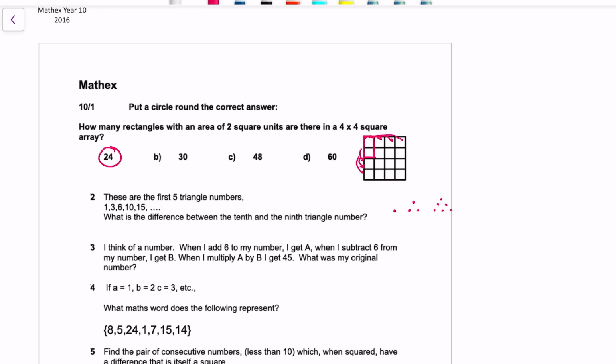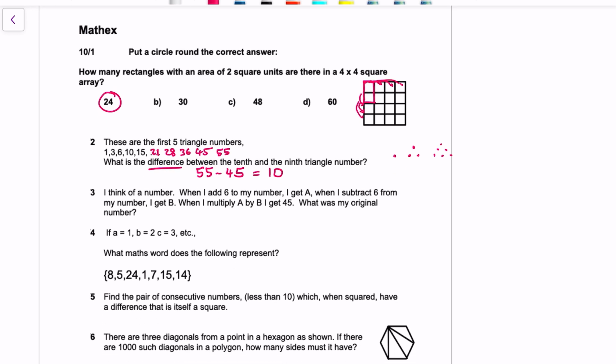So 1 to 3 makes 2, then you add 3, then you add 4, then you add 5, then you add 6, then you add 7, then you add 8, then you add 9, and you add 10. And how many triangle numbers have we done there? 3, 4, 5, 6, 7, 8, 9, 10. Perfect. So the difference between the 10th and the 9th is 55 minus 45. Okay, you need to answer the question. If it says difference, don't just give 55 and 45. Give the answer of 10.